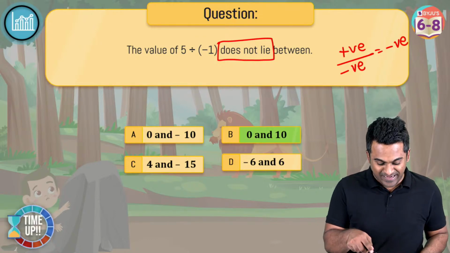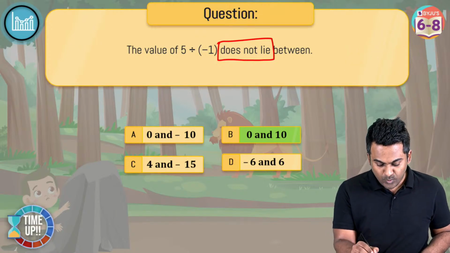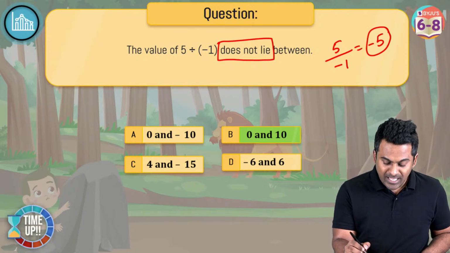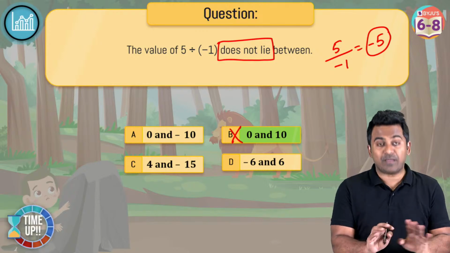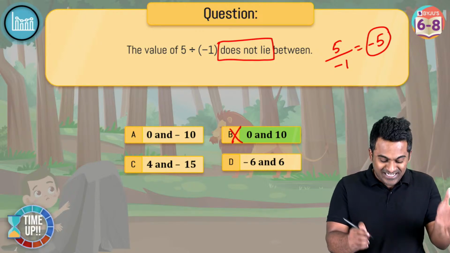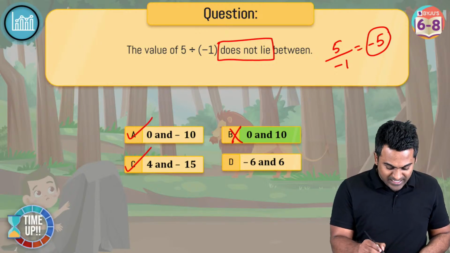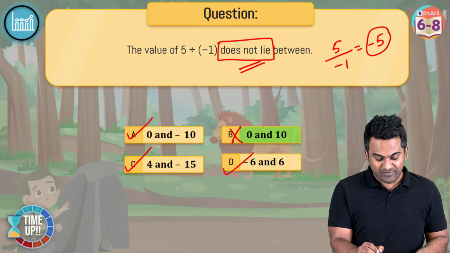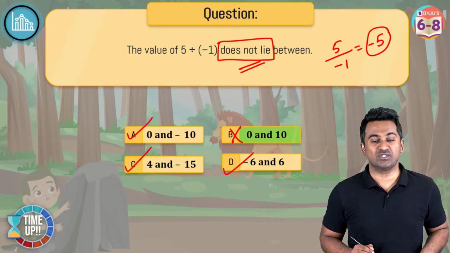Yes, answer is in fact option B because 5, when you divide it by minus 1, this is going to be how much? Minus 5. And we know minus 5 does not lie between 0 and 10. Minus 5 lies to the left of 0, right? So it lies between 0 and minus 10. So this is there. 4 and minus 15, yes, yes. But remember, we were trying to find out does not. So we know minus 5 doesn't lie between 0 and 10. So that's the reason why the answer to this is option B.